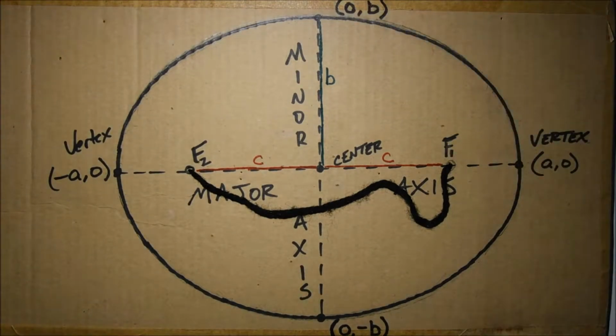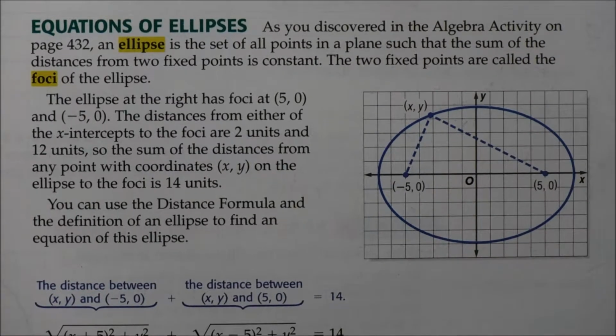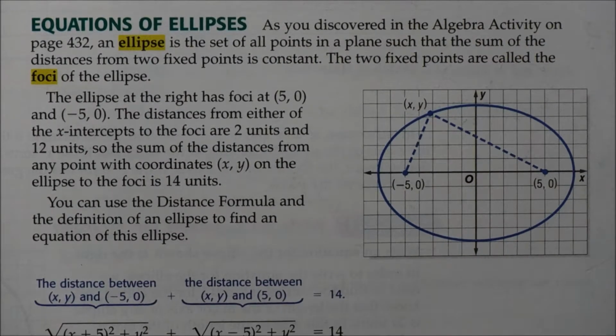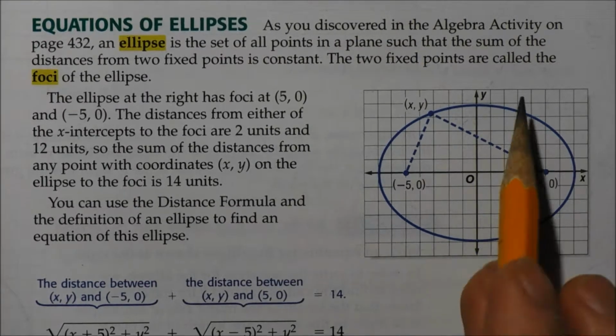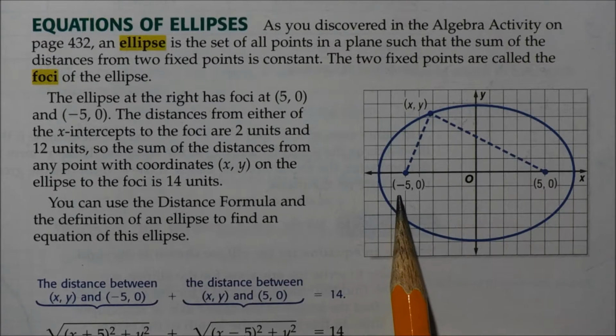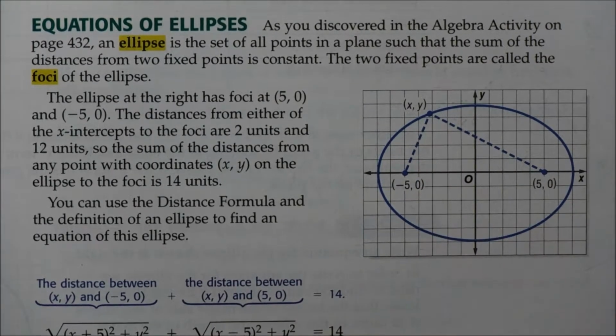Okay, so let's go check out that formula, shall we? The equation for an ellipse. Cool. Actually, this is going to be way fun. This is on page 433. Before we look at that equation, I want you to see it all happen. Here's an ellipse. Check this out. We got foci at (5, 0), (negative 5, 0), and some point out here, (x, y).